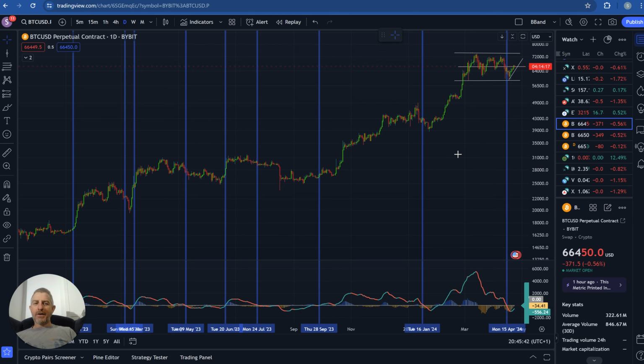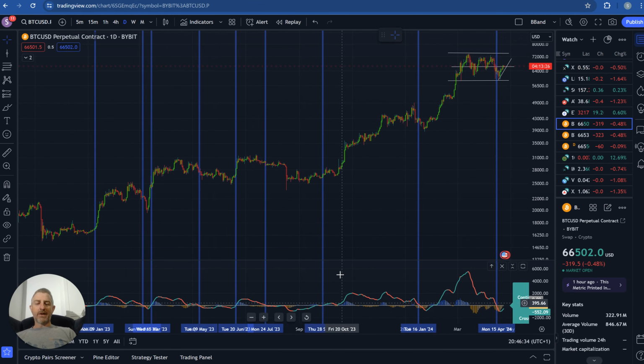Now, just before I jump straight into this chart, and you're probably thinking, wow, that's a lot of blue lines. Just want to remind you that this is not financial advice. Okay, now this is a daily chart on Bitcoin. And it's just an observation, but it's an interesting observation, I believe, in my humble opinion.